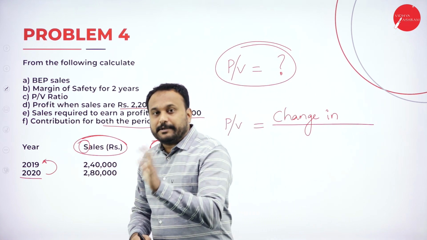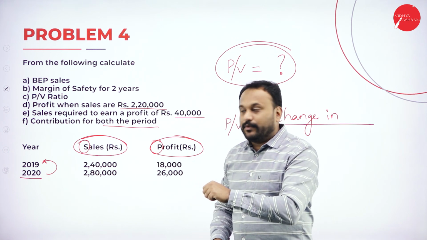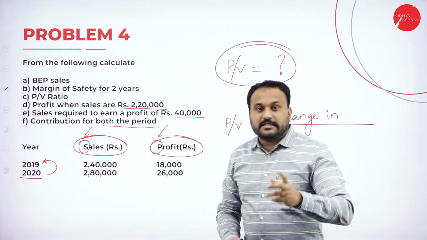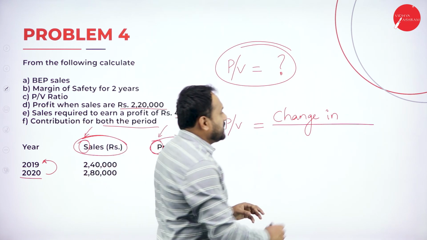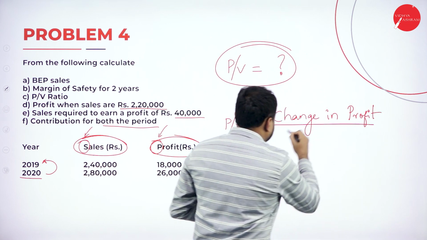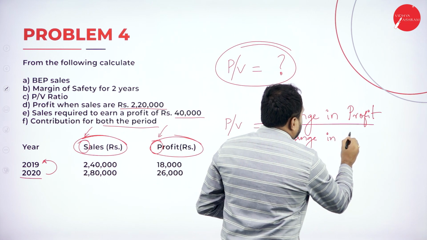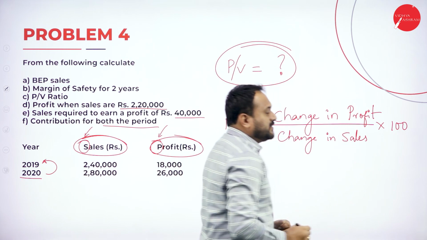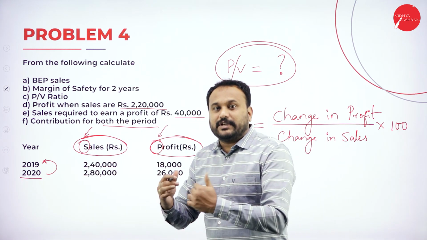When we go with remembering the formula, the alphabet A to Z, if you go with it, which will come first, whether it is P or it is S? It is always P is first and then S. That's how you can remember the formula. Change in profit. Change in profit divided by change in sales into 100. Why 100? Because PV is always denoted with percentage. So it is always with percentage.